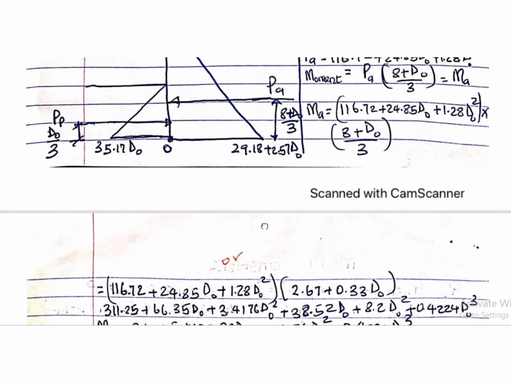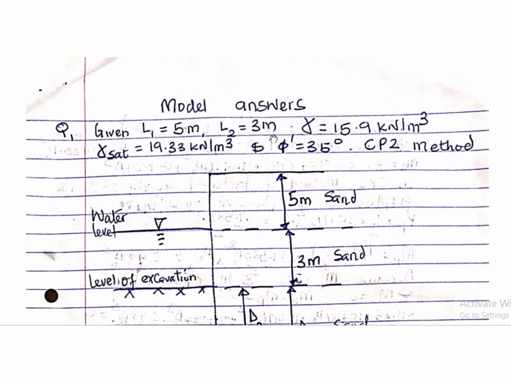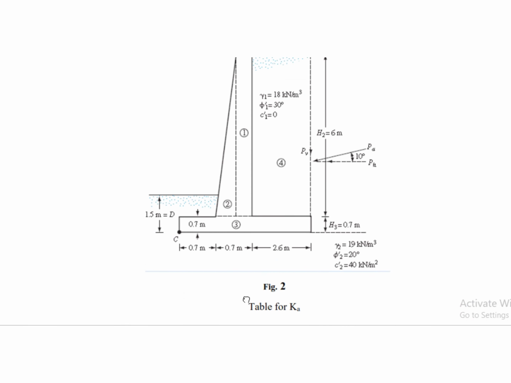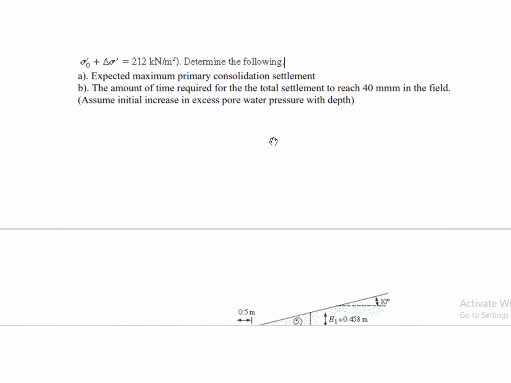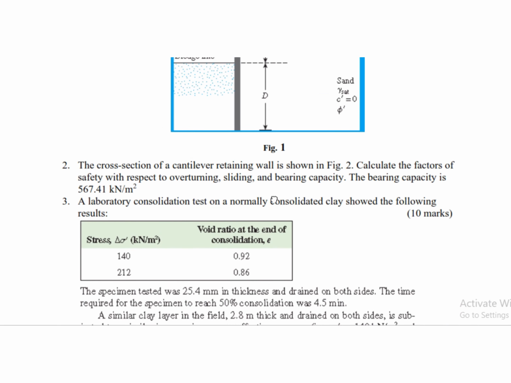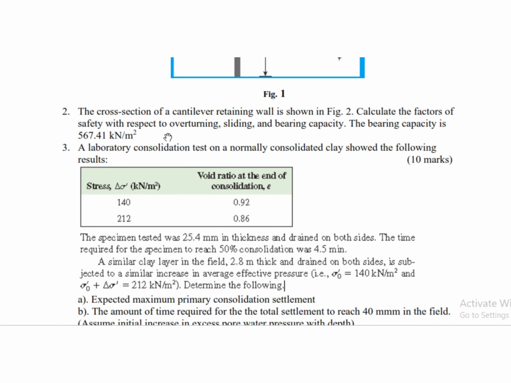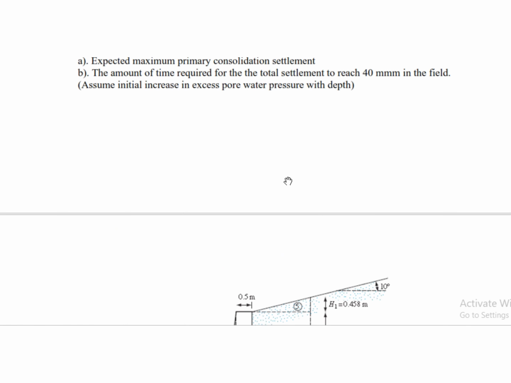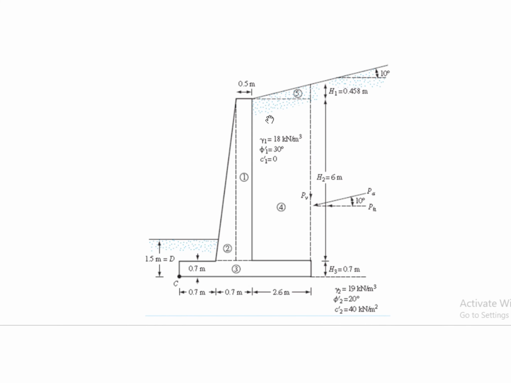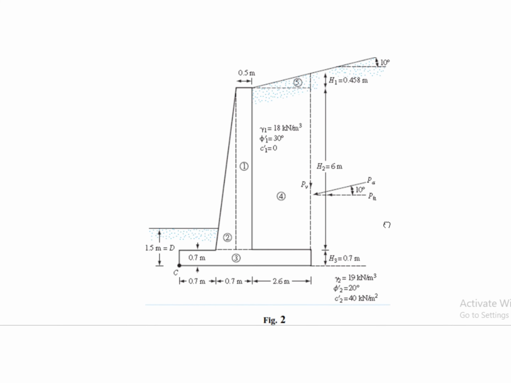So that's question 1. Question 2 is about, not design, okay, to get some factors of safety. So the cross section of the cantilever was shown in figure 2. Calculate the factor of safety with respect to overturning, sliding, and bearing capacity. The bearing capacity is 567.41 kilonewton per meter squared. And this is what is shown. This is what you need to calculate.